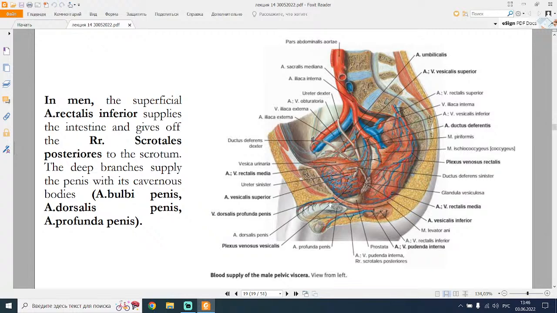Arteria bulbi penis, arteria dorsalis penis, arteria profunda penis.